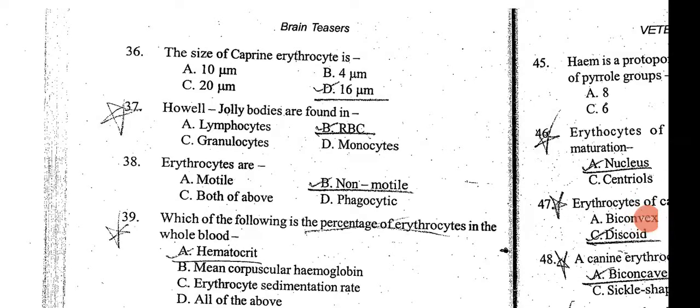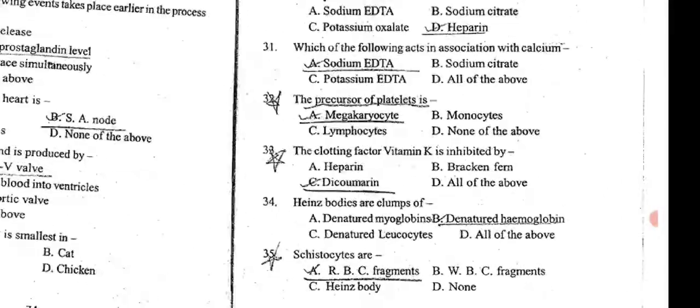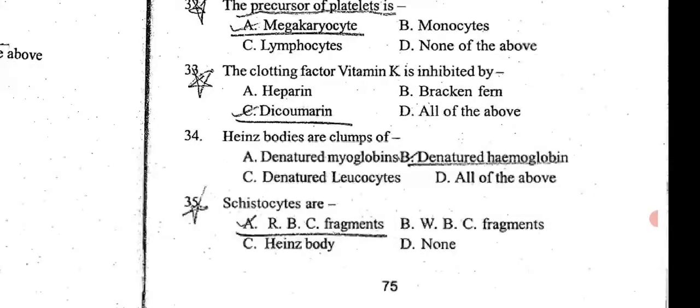The size of caprine erythrocyte is 4 micrometers. Howell-Jolly bodies are found in red blood cells. Red blood cells having the nuclear remnant are called Howell-Jolly bodies. And the other conditions of red blood cells we have studied till now are the Heinz bodies, as they are the denatured hemoglobin. If the red blood cell has denatured hemoglobin, then it will be the Heinz body, and if the red blood cell has the nuclear remnant, it will be the Howell-Jolly body.